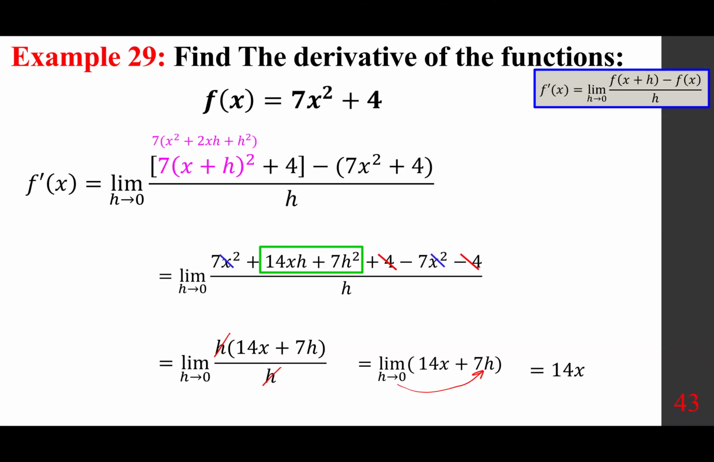And as I mentioned before, in later sections, we know the derivative of x squared is 2x times 7 is 14x. So you can get to this in a split second. That's not what we are doing here.